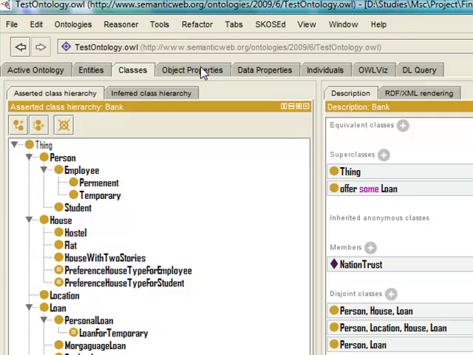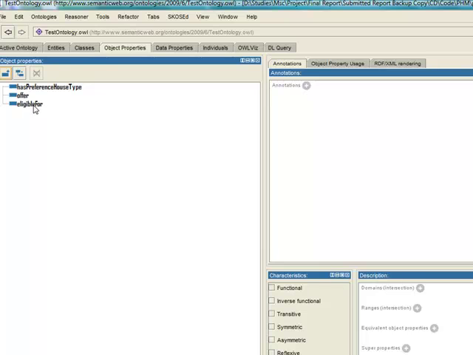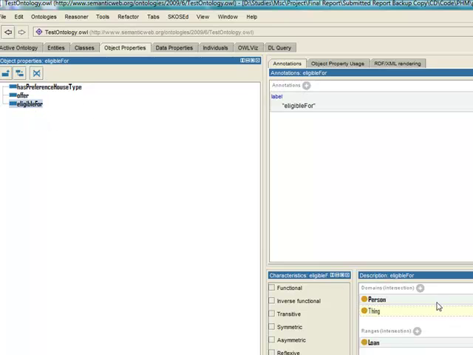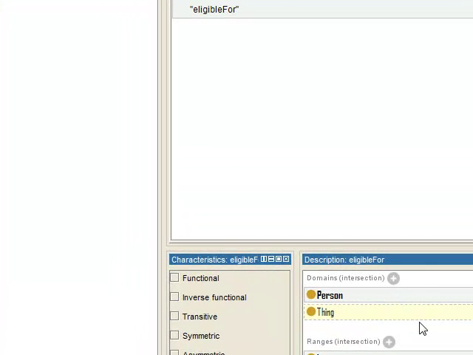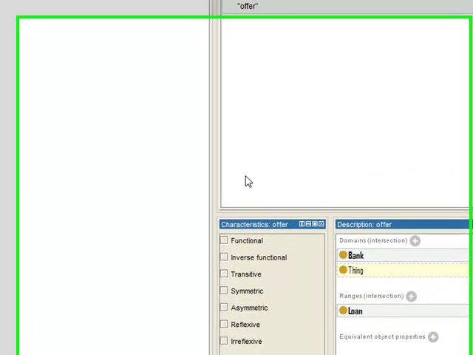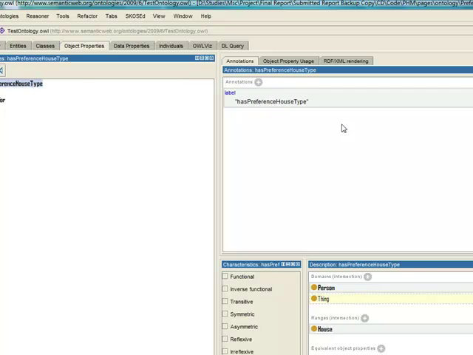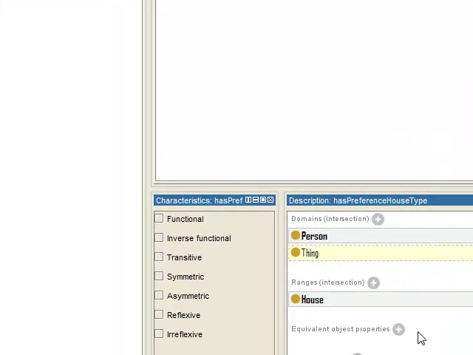So we'll see a set of object hierarchies. Object properties are defined as well. The object property eligible for is defined with the person domain and its range in the loan class. For offer, the domain is bank, basically bank offers loan, so the range becomes loan. For has preference house type, person is the domain and house becomes the range.